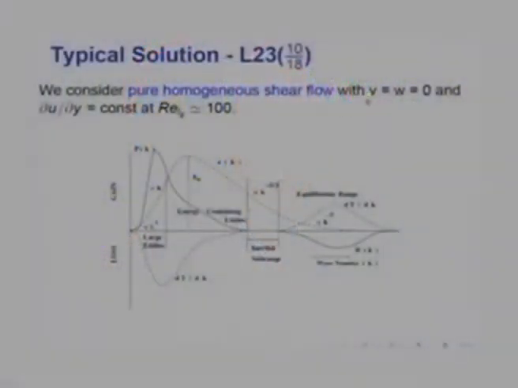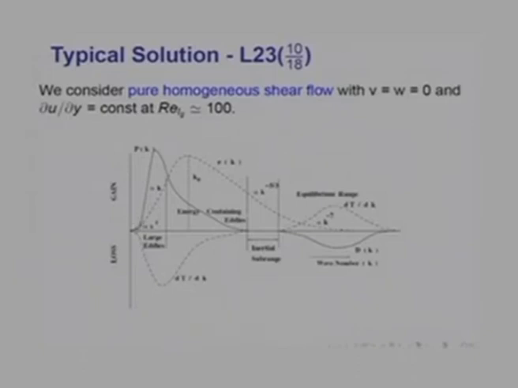So, if you consider a homogeneous shear flow, in which V and W are 0, the mean velocities are 0, and du by dy is a constant, then here are the results computed at a turbulence Reynolds number, based on transverse Taylor microscale, of about 100. Loss means negative contribution to the energy balance, gain means positive contribution to the energy balance.